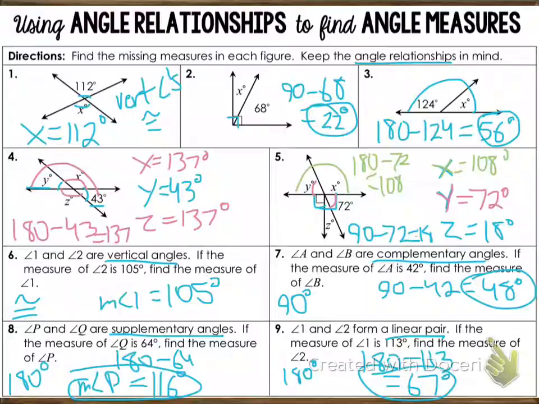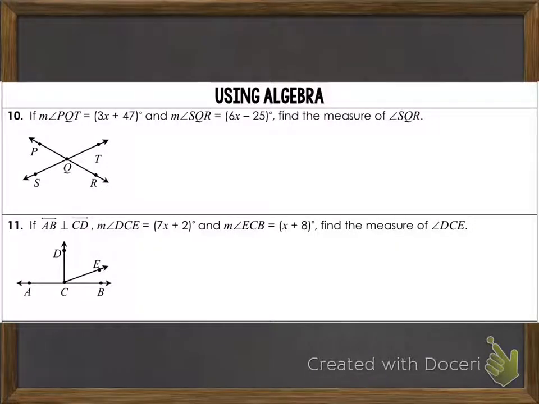Okay, now let's do a few examples using a little bit of algebra. Looking at number 10 here, they tell you that the measure of PQT is going to be 3x plus 47. That'd be the angle that's on top. And then it says the measure of SQR, which is the one on the bottom, is 6x minus 25. And to find the measure of SQR.